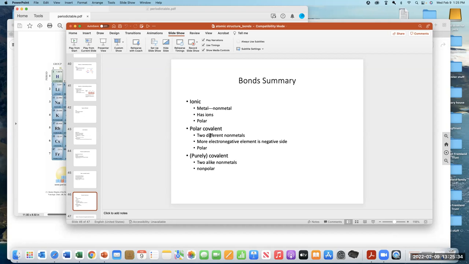Polar covalent, it's going to be two different nonmetals. The one with the stronger attraction for electrons will be the negative side. And the polarity varies. Yes, it'll be polar. It goes from barely polar to really polar. So polar is really a continuum. And then purely covalent is two of the same nonmetal.